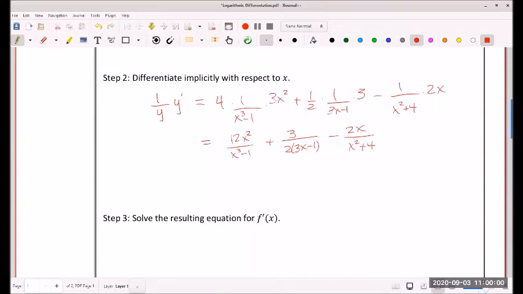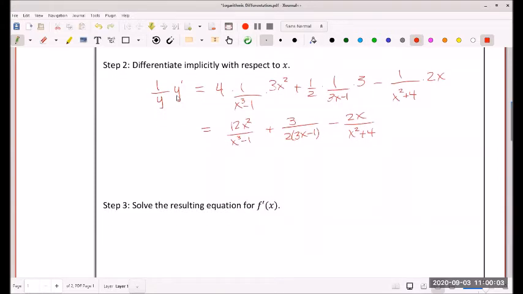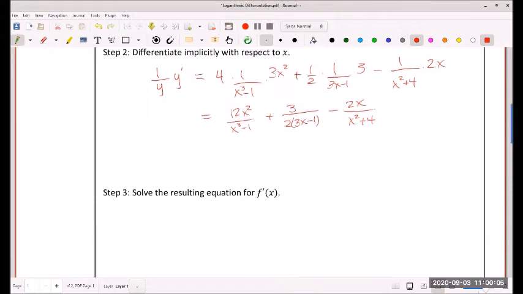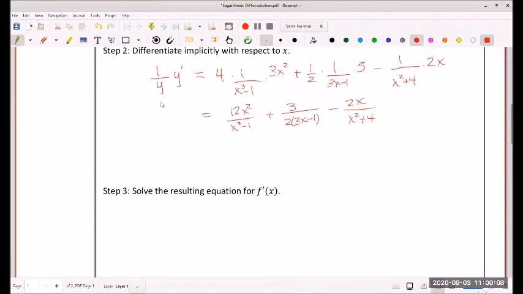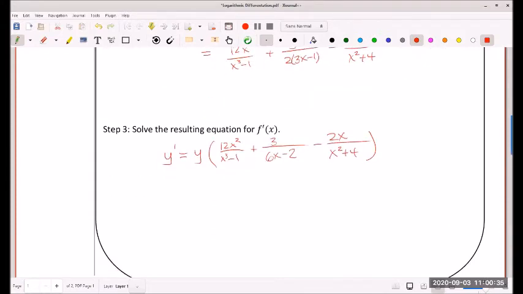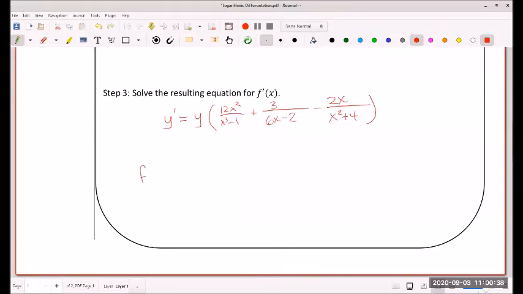Okay, now I'm going to solve the resulting equation for f prime. So remember, that's synonymous with y prime. So we're going to solve for y prime, and the way we do that is we simply multiply both sides by y. So I will have y prime equals y times 12x squared over x cubed minus 1 plus 3 over, we'll just go ahead and distribute that 2, so it'll be 6x minus 2, minus 2x over x squared plus 4. And finally, we'll go ahead and replace that y prime with the f prime of x.